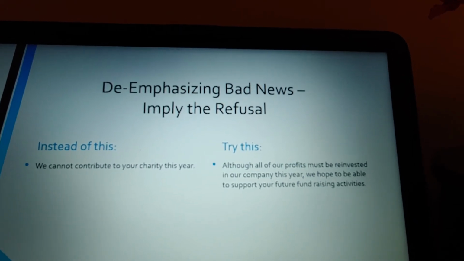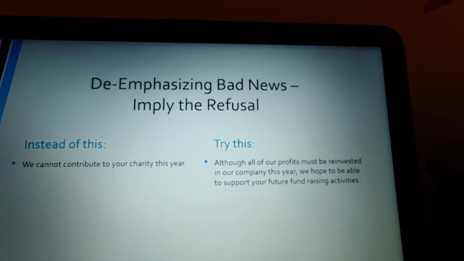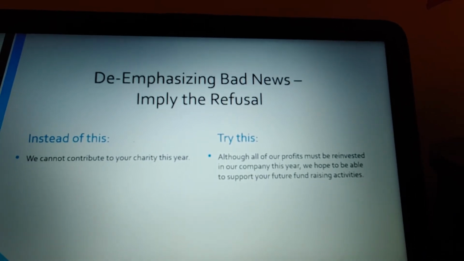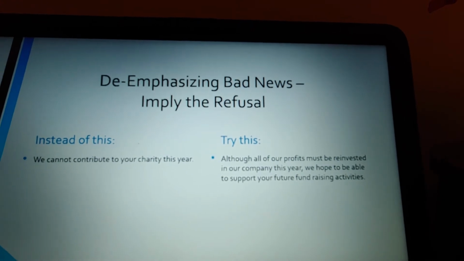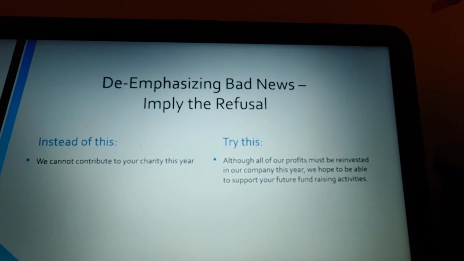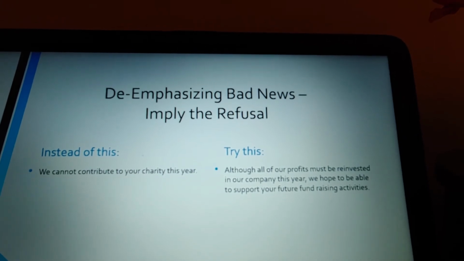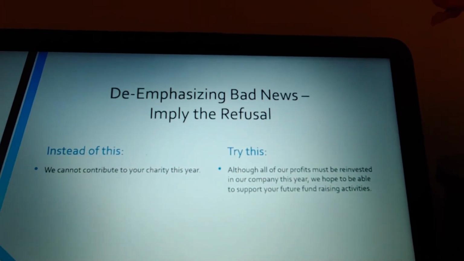So this indirect writing style is the complete opposite of the direct writing style, where we always say, get to the point, use as few words as possible. Well, in an indirect writing style, conveying a bad message or a negative message is going to be kind of wordy.